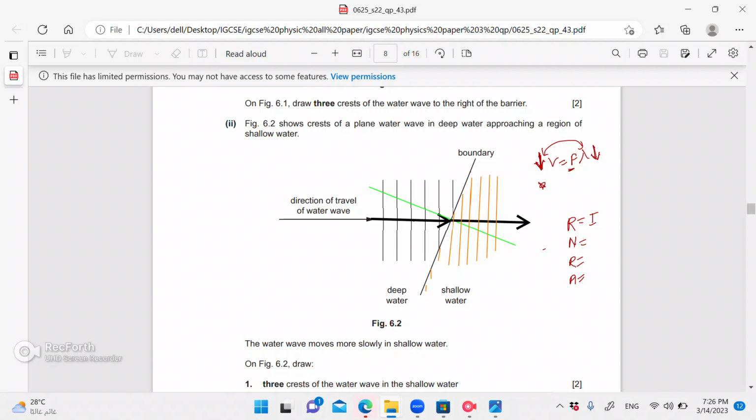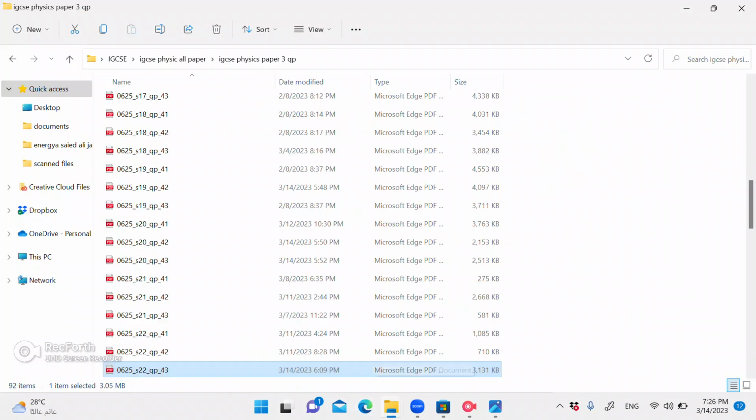Okay, this one you can say it is moving from deep to shallow. So if it moved from deep to shallow, what I said to you, it will move closer to the normal ray. It will move closer to the normal ray. So draw the wavelength. See here, draw the wavelength perpendicular to the refracted ray. Let me show you this.